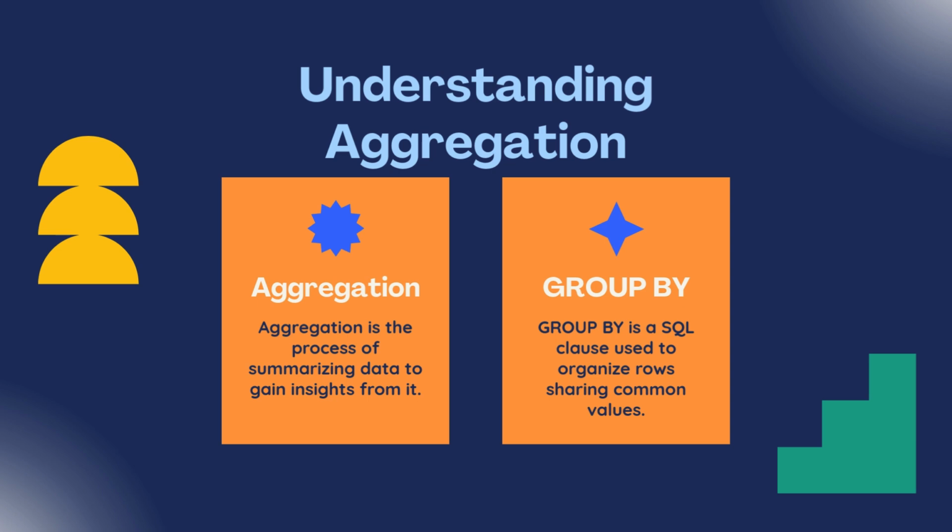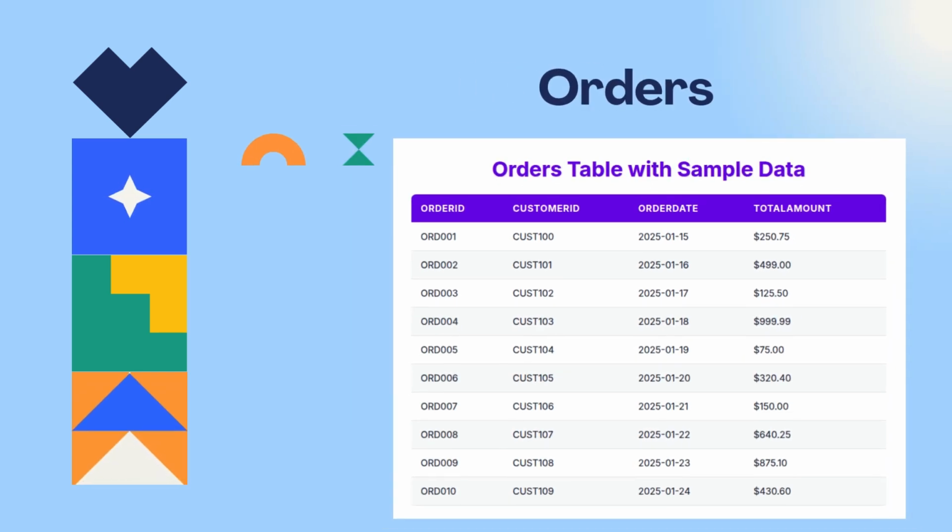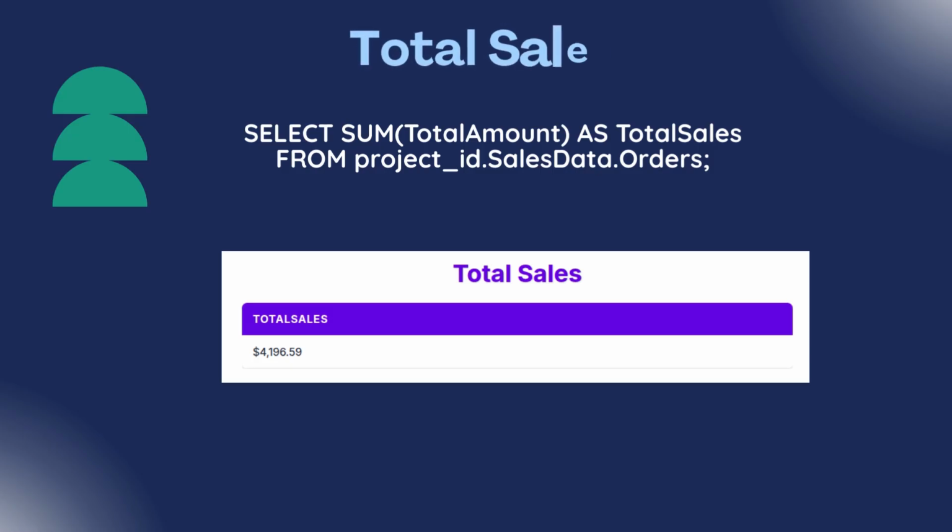When working with large datasets, you often want to see summarized results instead of individual rows. For example, imagine we have a sales table named orders that we created in BigQuery in our previous video, containing columns like order ID, customer ID, order date, and total amount. Now, let's say we want to calculate the total sales amount across all orders. We can use the sum function like this. Select sum, total amount, as total sales. From project_id, sales data, orders. This will give us a single value representing the total of all orders.